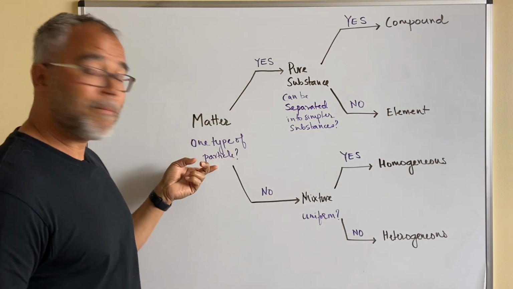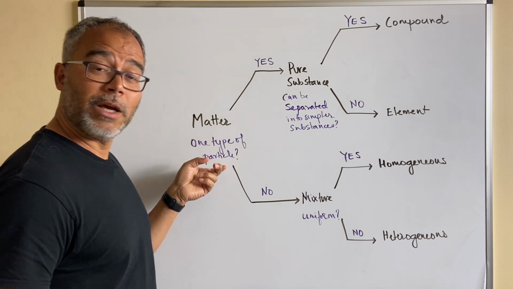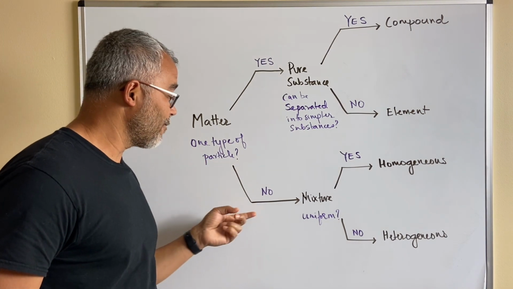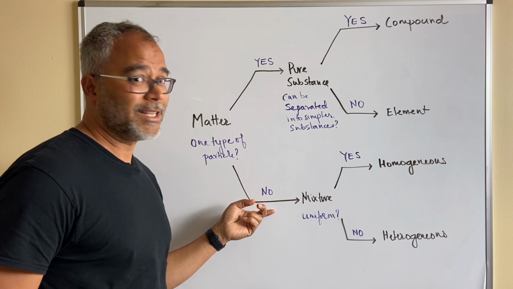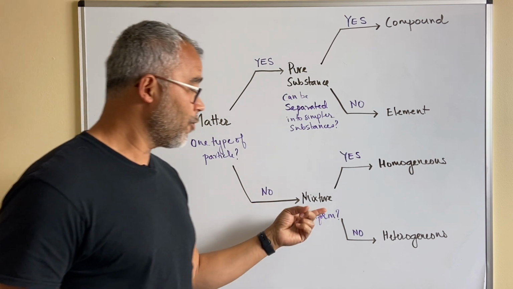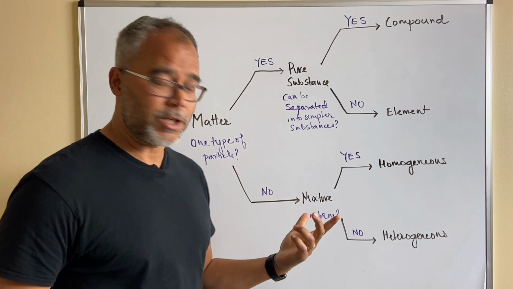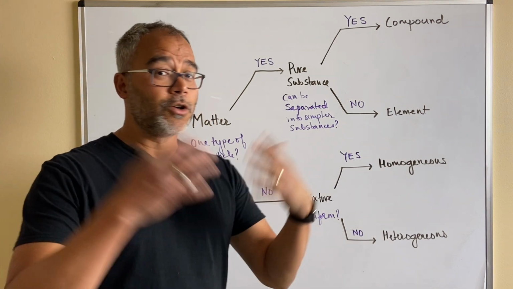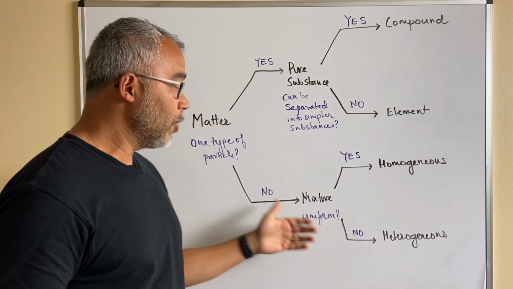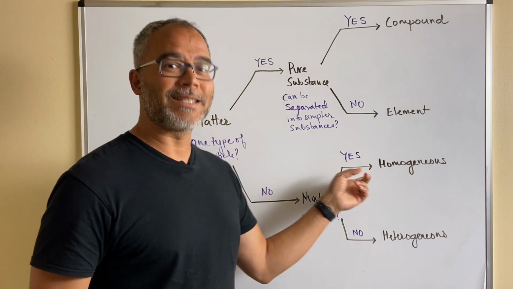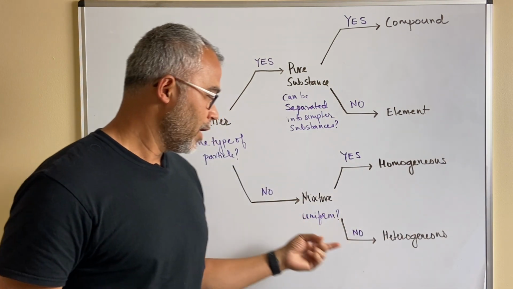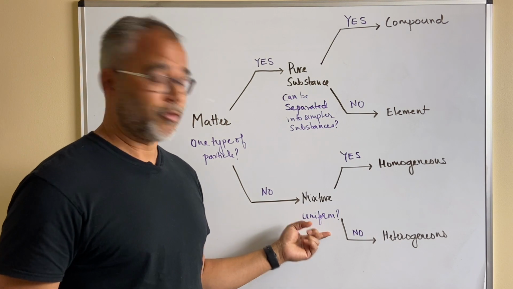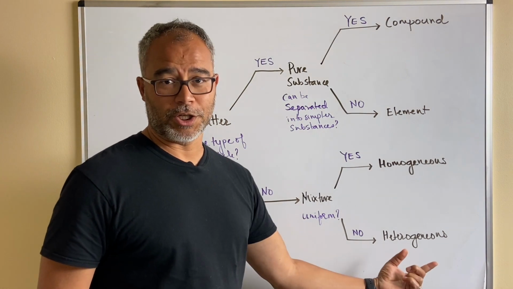Now, if you come back to matter, remember if the answer is no, which means it's not one type of particle, therefore, you have a mixture. Now the question is, is that mixture uniform, which means it looks the same throughout? If it looks the same throughout, so the answer is yes, then it's a homogeneous mixture. If it is not uniform throughout, so the answer is no, it's a heterogeneous mixture.